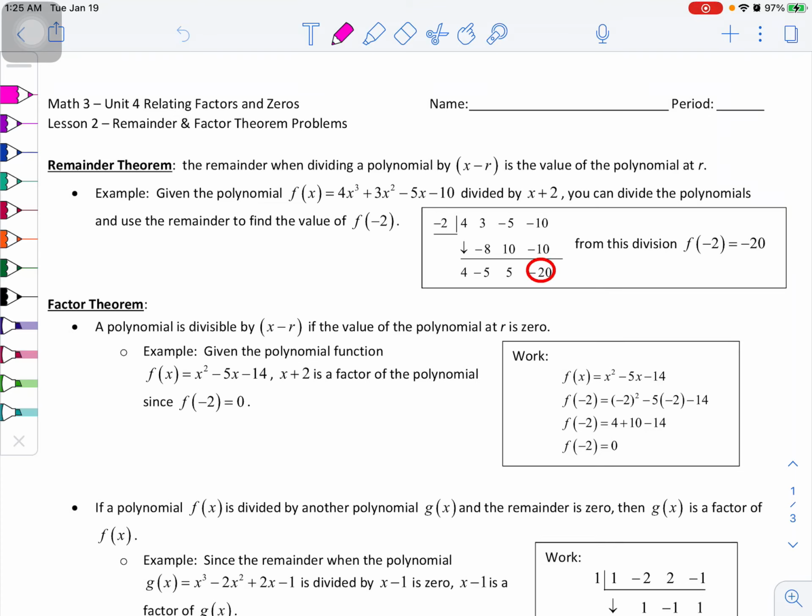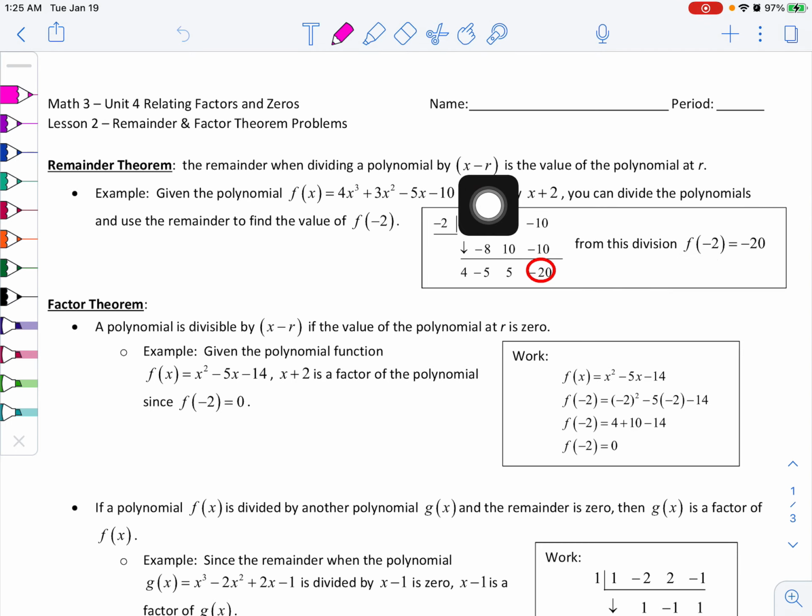All last week we spent figuring out how to divide polynomials. So we did long division, synthetic division, and then we spent some time talking about the remainder and the factor theorem. This first note sheet, or this lesson 2 note sheet, reminds you what the remainder theorem is. If we take a polynomial and divide it by another polynomial, a linear factor here, then the remainder is that particular function value.